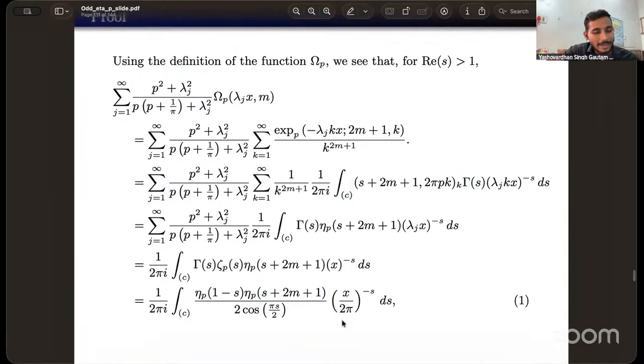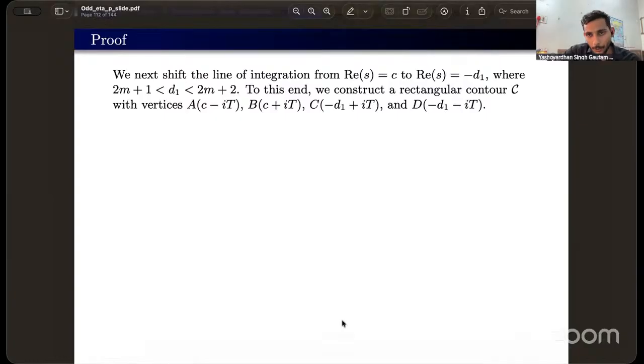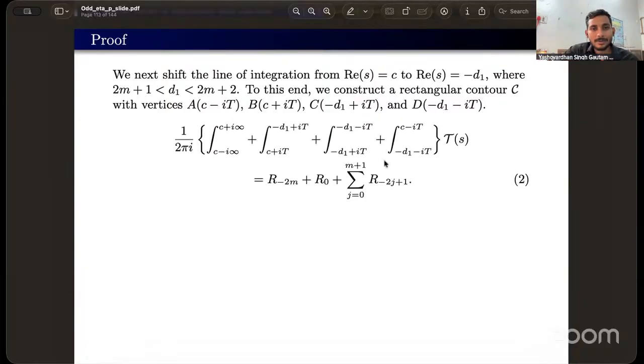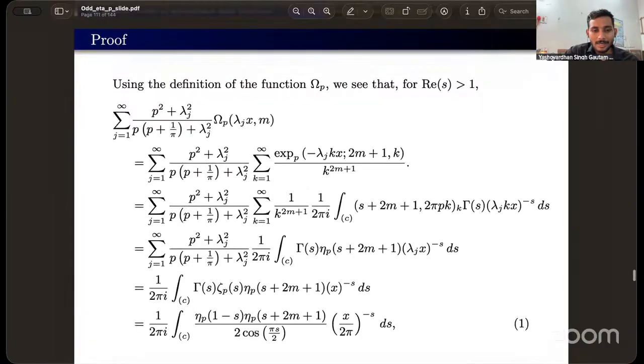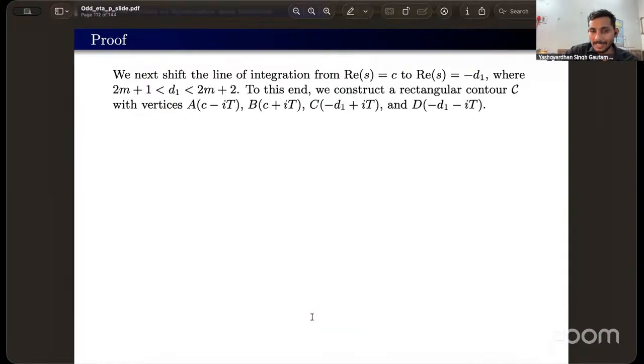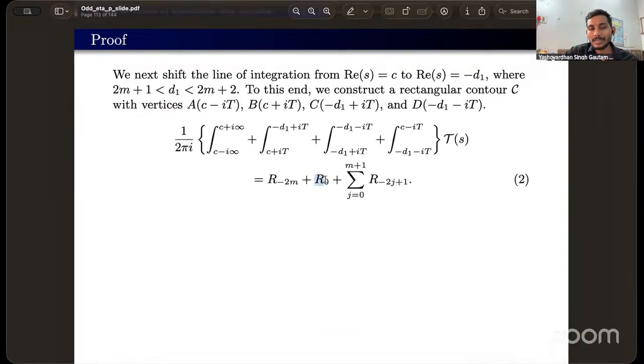Okay. Now what will we do? We again take a rectangular contour in the complex plane. The C line that we will take is in the right half plane, greater than 1, and the D1 line is a horizontal line between 2m plus 1 and 2m plus 2. Okay. So as this r minus 2 is coming, we have a pole. One pole is at s equal to 0 because of eta_p(1 - s), and another pole is because of eta_p(s + 2m + 1). Similarly, because of the second eta function, we are getting this pole, and all other residues come from this cos function.